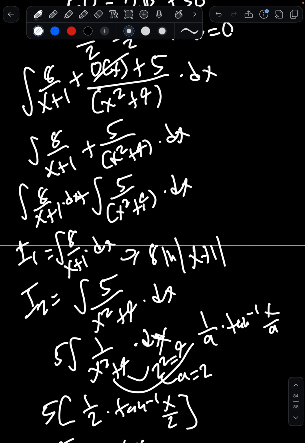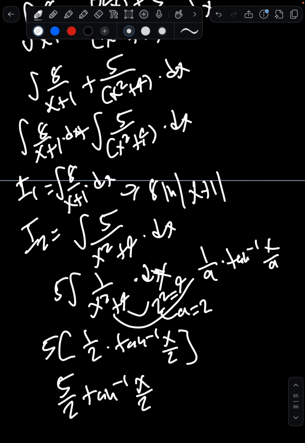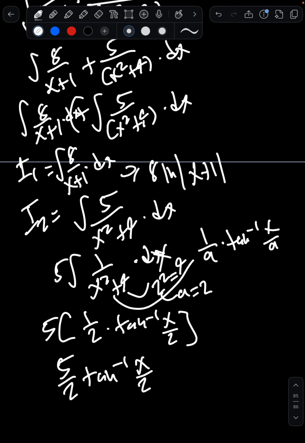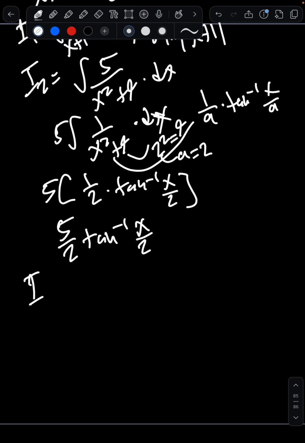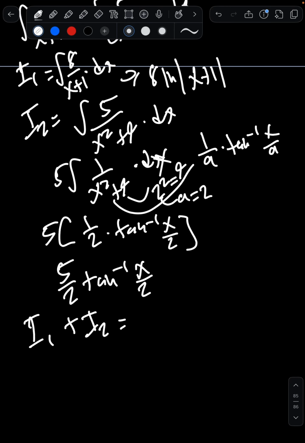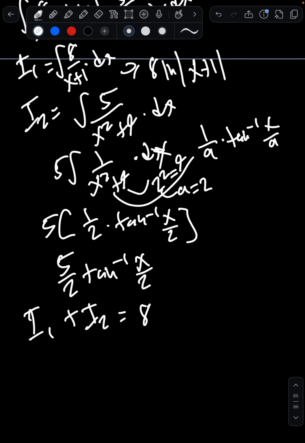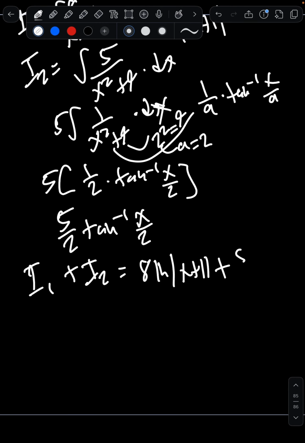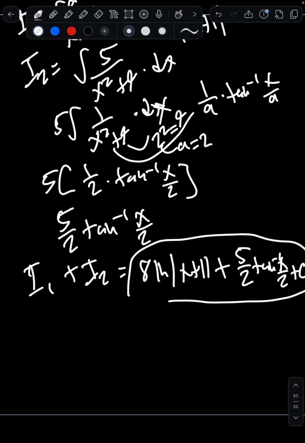Now we need to look at both of them and look at this plus sign right here. It might be kind of hard for you to see actually, but there's a plus sign there because we were taking integral 1 plus integral 2 to get our final sum. So integral 1 plus integral 2 will equal our value. We said integral 1 was equal to 8 natural log absolute value of x plus 1. And now we can add integral 2, which was 5 over 2 tan negative 1 of x over 2. And we can add plus c at the end of it because this integral is indefinite. That is the final answer.